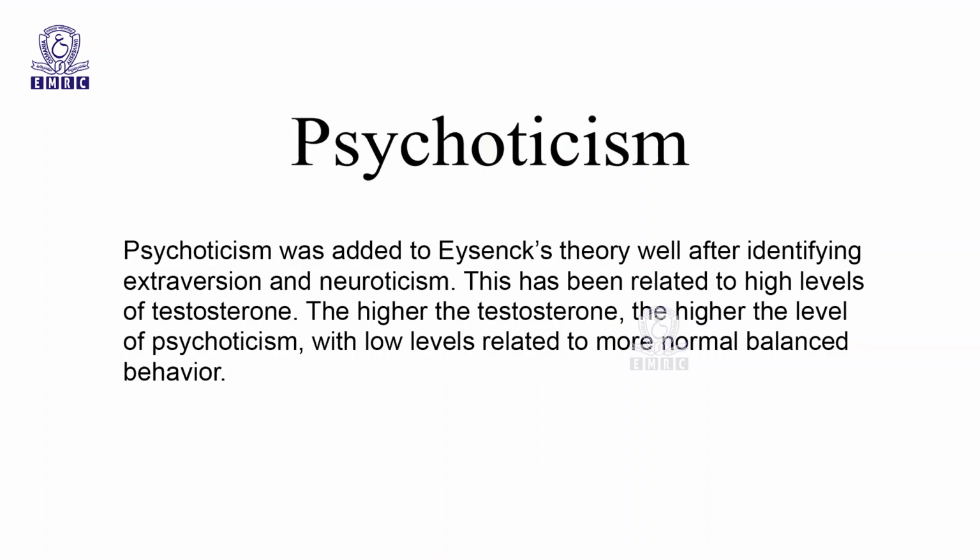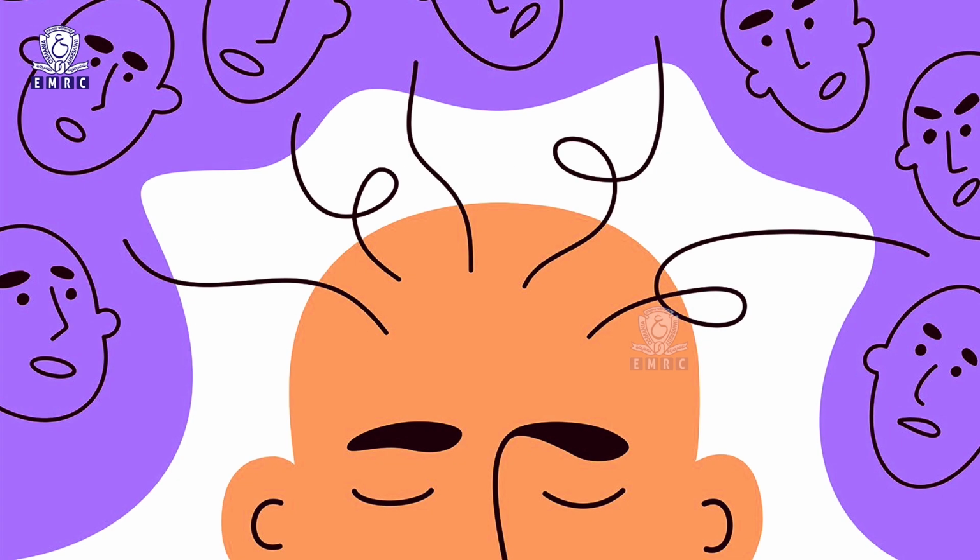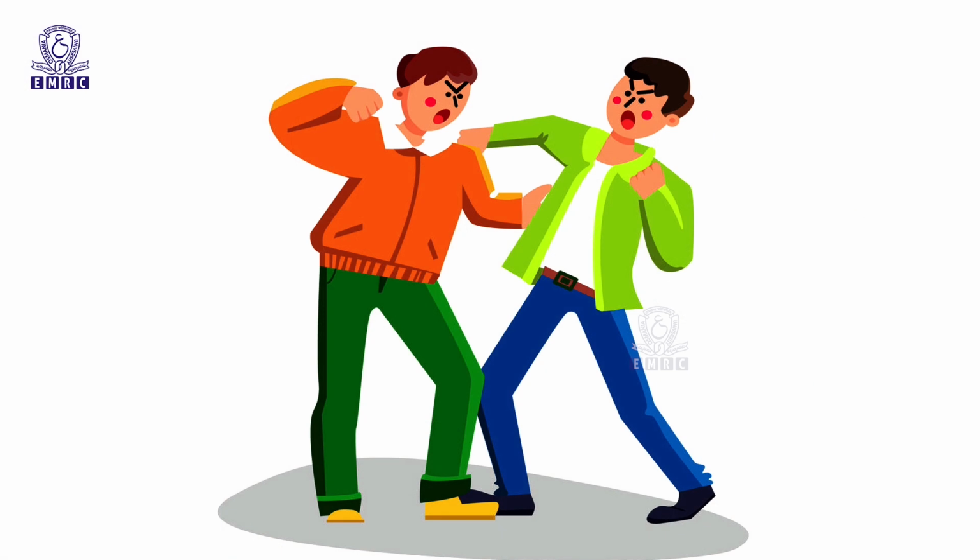Psychoticism was added to Eysenck's theory well after identifying extroversion and neuroticism. This has been related to a high level of testosterone. The higher the testosterone, the higher the level of psychoticism, with low levels related to more normal, balanced behavior. The level of a person's psychoticism reflects their vulnerability to impulsiveness, aggressiveness and a lack of empathy. These people are often insensitive, antisocial, violent, aggressive and extravagant.